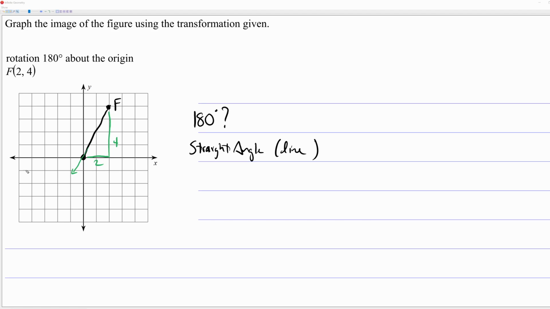But if I want to continue this as a straight line, and I'll change colors, well, we're just going to go to the left 2 and down 4. So the point F prime, you can see, is going to be at (-2, -4). So all you have to do is extend that line. So 180 degrees is the simplest one. And also notice that for a 180 degree rotation, it doesn't matter if you're rotating clockwise or counterclockwise because you're extending this line. It doesn't matter. Counterclockwise is the same as clockwise.